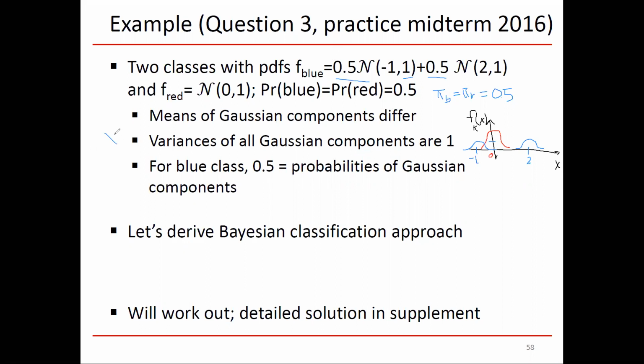And this is possibly a point to revisit. What if we have different variances but the same mean? That's also a point to revisit. And additionally, the probabilities of each, pi b and pi r, are also equal to half, which is perhaps something to revisit. So we can revisit these assumptions later. But for now, let's derive a Bayesian classification approach.